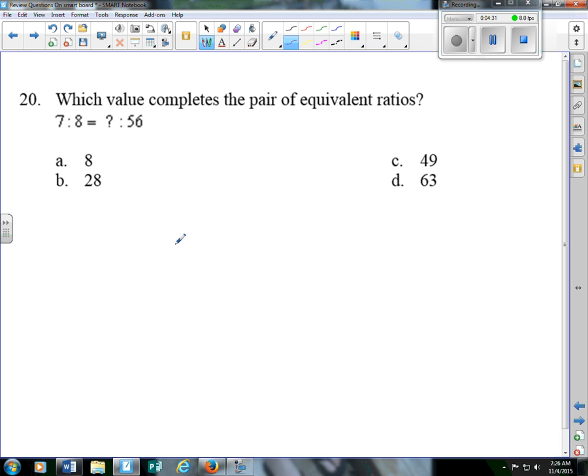Which value completes the pair of equations? What are we doing to 8 to make it a 56? We're timesing it by 7. So 7 times 7 is 49.